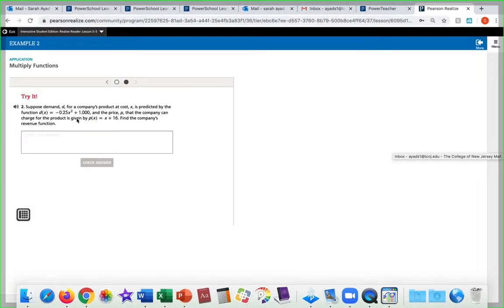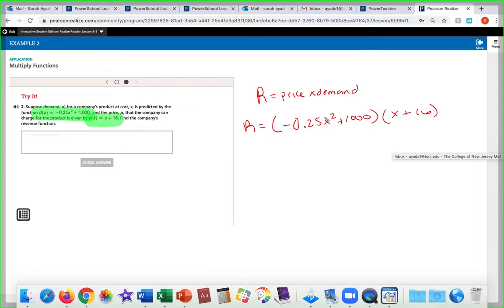So again, this time it gives us that the demand is this and the price is this. And we understand that revenue is equal to price times demand. So in this case, revenue is equal to negative 0.25x squared plus 1,000 multiplied by the price, which is x plus 16. Guys, if you don't like this decimal, use a calculator.